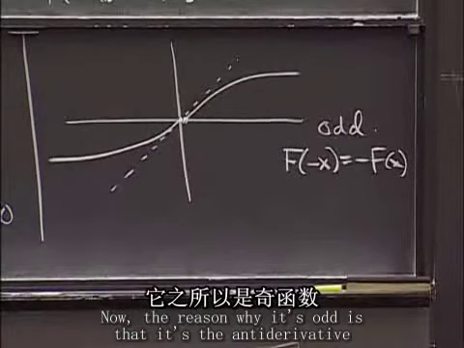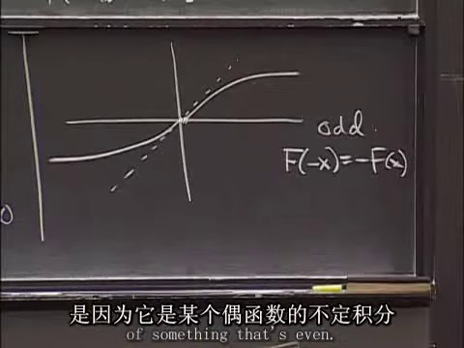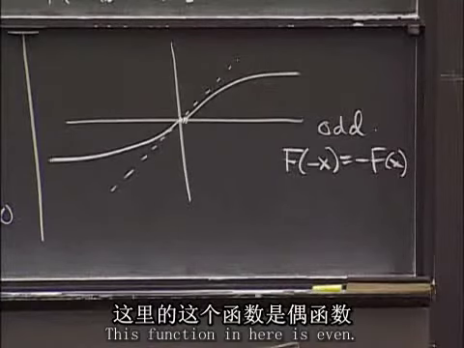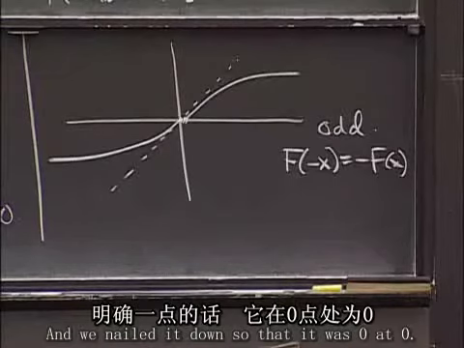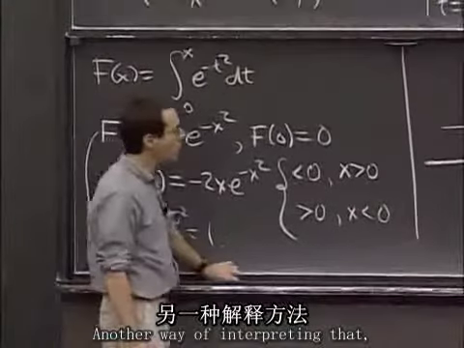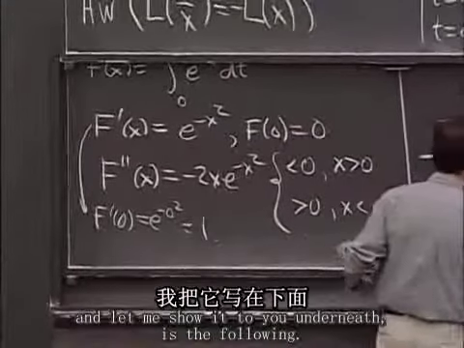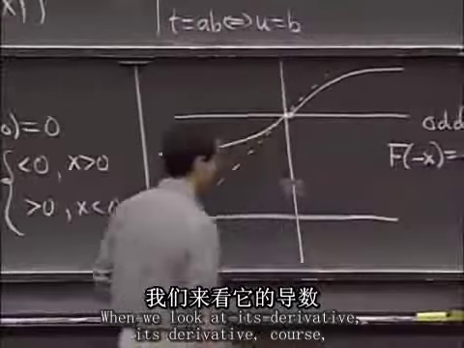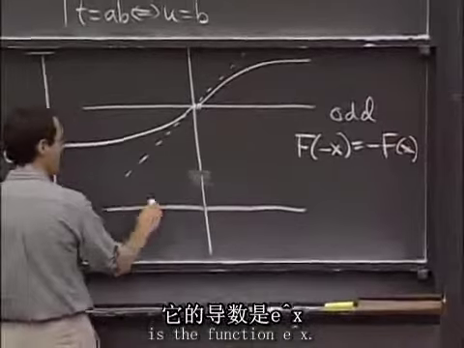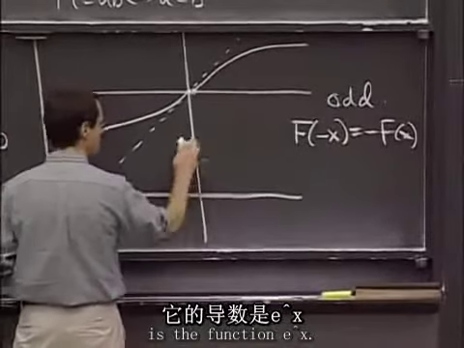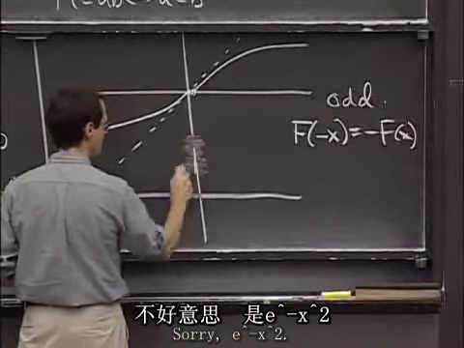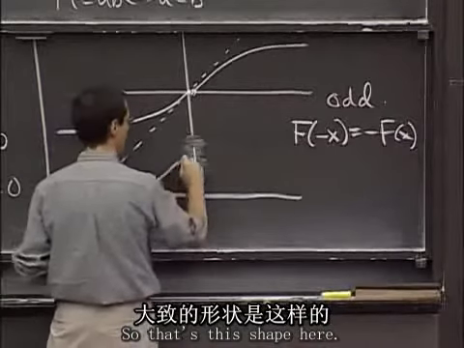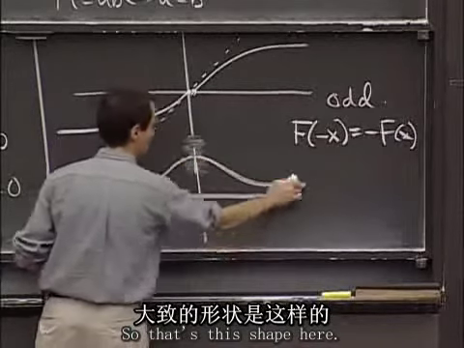Now, the reason why it's odd is that it's the antiderivative of something that's even. This function in here is even, and we nailed it down so that it was 0 at 0. Another way of interpreting that, and let me show it to you underneath, is the following. When we look at its derivative, of course, it is the function e to the minus x squared. So that's this shape here, all right?